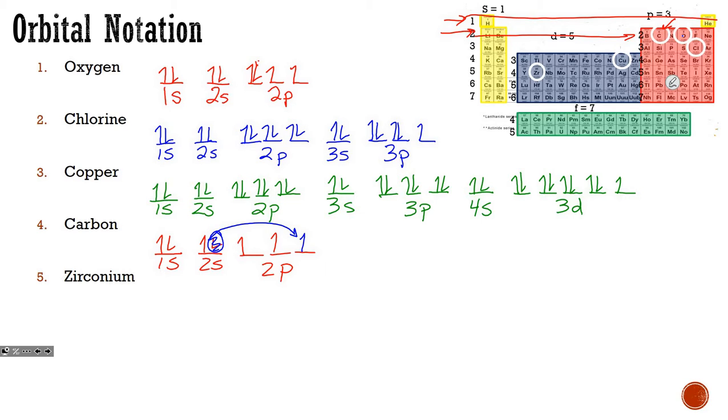I lost it. Okay, so let's go on to zirconium. I want you to try and do zirconium on your own. I'm not going to talk you through it. I will put an answer up here in just a minute. Zirconium is right down there and it's circled in white. So again, try and do it on your own.